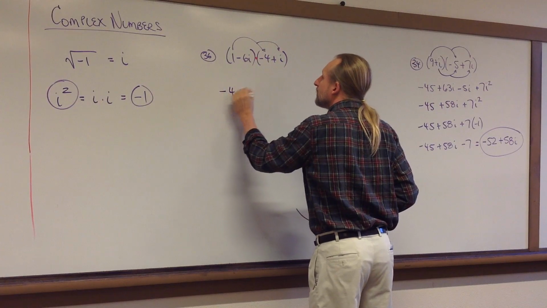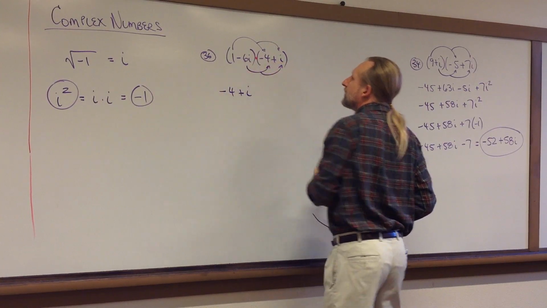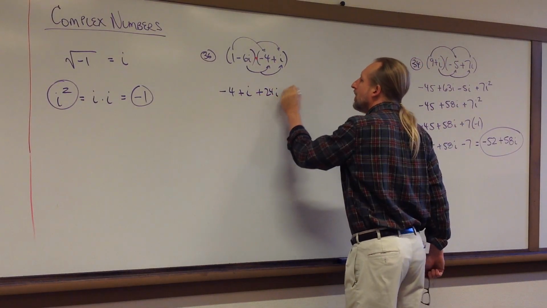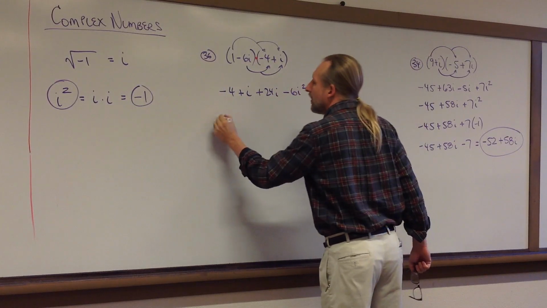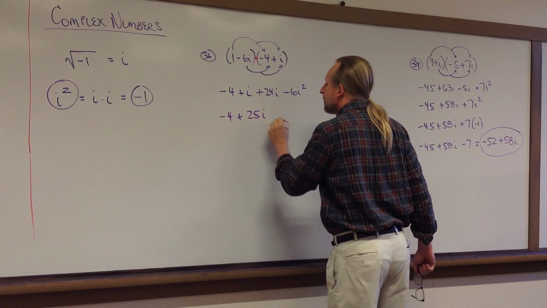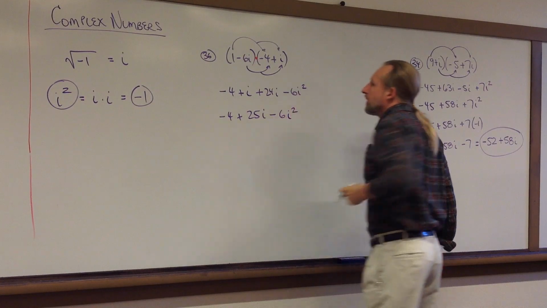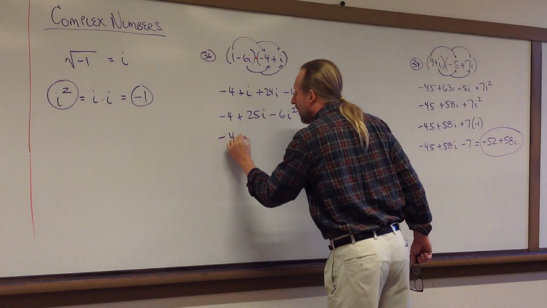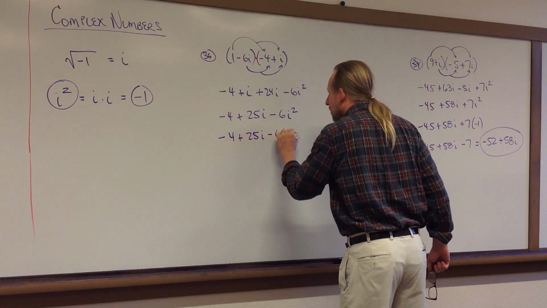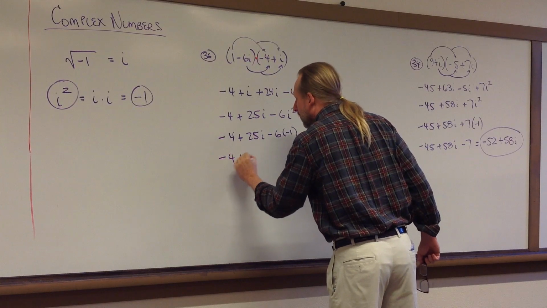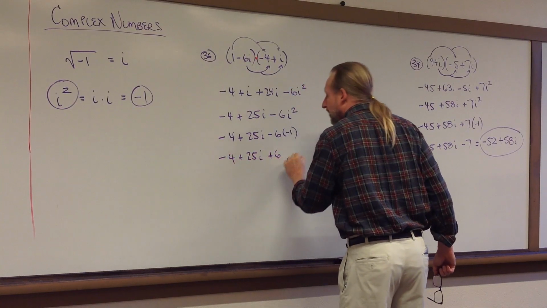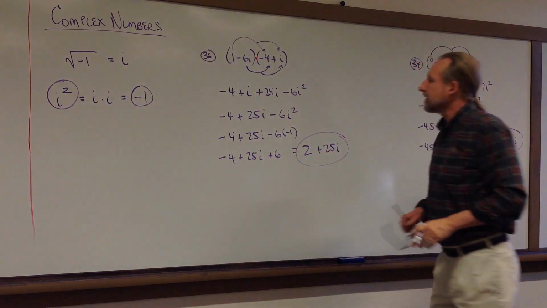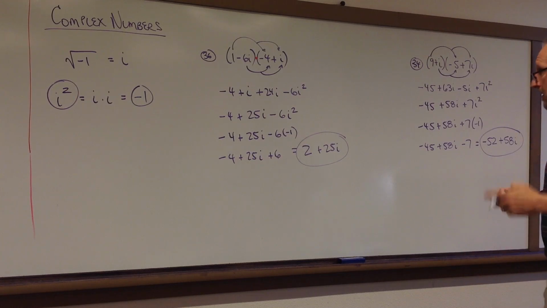and so again, we're going to distribute here and here. And that'll give us negative 4 plus i, and then distribute the negative 6i. That'll be positive 24i minus 6i squared. So we get negative 4 plus 25i minus 6i squared. And now let's plug in a negative 1 for that i squared. Negative 4, 25i plus 6. So that'll give us 2 plus 25i. So there we go.